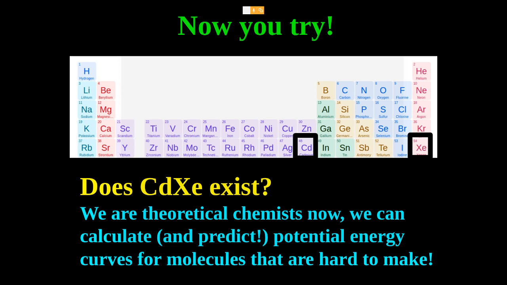We are theoretical chemists now. We can calculate and predict potential energy curves for molecules that are hard to make in the lab. So just because in kindergarten they said that the xenon dimer doesn't exist or xenon doesn't bind to other atoms, that doesn't mean that you can't do a Hartree-Fock (SCF) calculation and still get the interaction energy between those two atoms. And you can actually find that many of these noble gases do bond to other atoms. The helium dimer has a bound vibrational level. The neon dimer, argon dimer, all of these molecules actually exist.